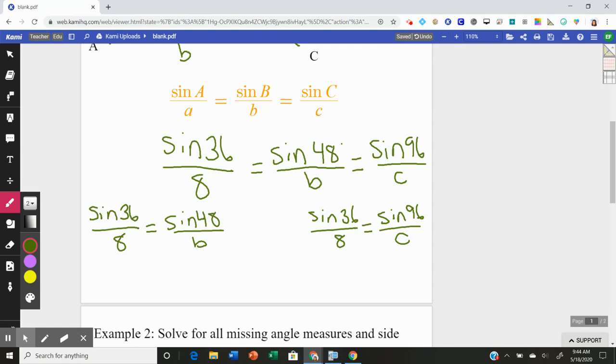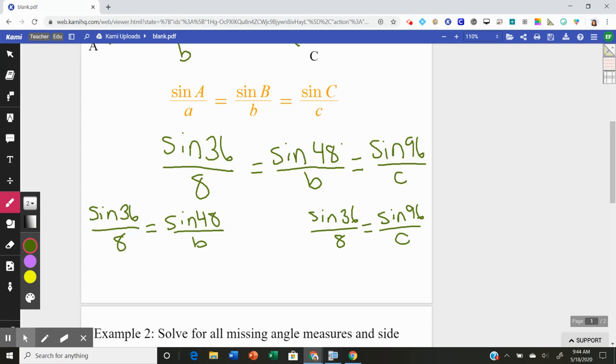Okay, I want to use the sine of 36 over 8 because those are the side lengths and angle measures that I was given in the original question. Yes, I can use the sine of 48 over B once I figure out what B is and use that to figure out what C is. But what if I made a mistake on B? Then I'm going to carry that mistake over to solving then for C. So at least even now, if I make a mistake on B, I still have a possibility of getting C correct. So that's why I always use whatever is given to me first, just to be safe.